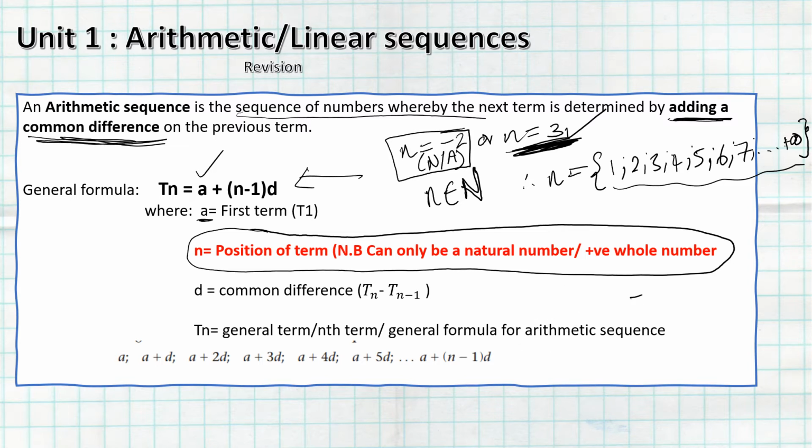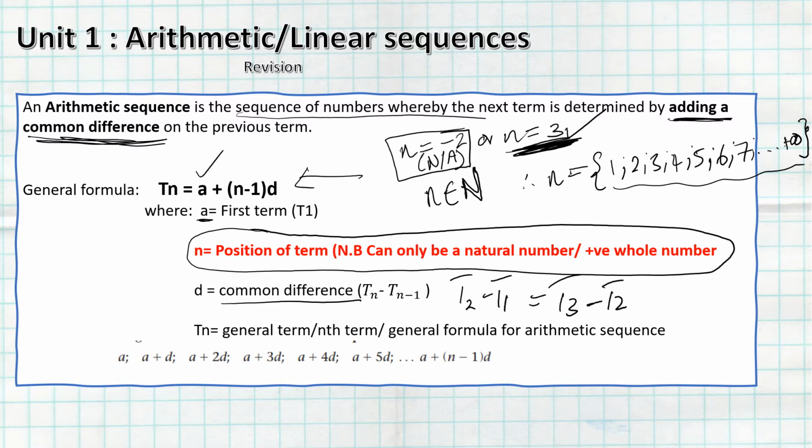Okay, so very important. And we have our d, which is known as the common difference. You know from the previous grade, you take the following term and subtract the previous term. For example, t2 minus t1, which must be the same as t3 minus t2, the most popular formula that you know from grade 11.